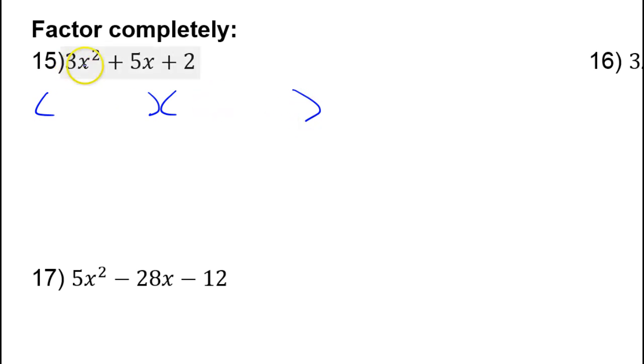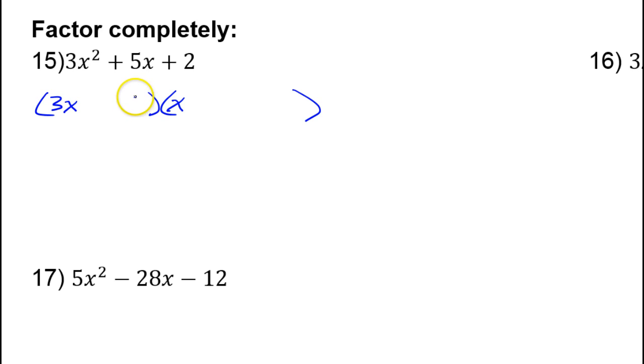Start with the first term. 3x squared is what times what? 3x squared can only factor as 3x times x. Skip the middle term for now. Look at the last term, the number 2. 2 can only factor as 2 times 1, which is the same thing as 1 times 2. Now it matters which one I put where.